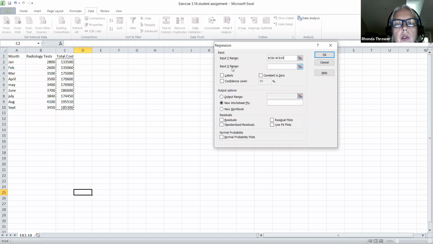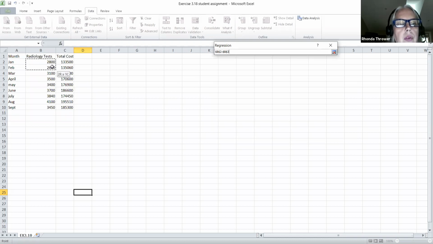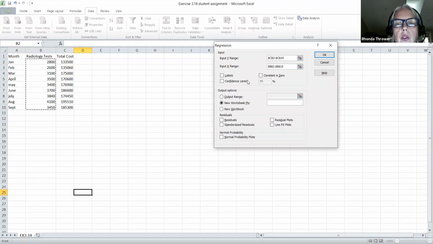And then I'm going to click on the next box, which is the X range, and I'm going to put in my radiology test for January through September. You just click on it, hold the mouse down, and drag it down to where you can see where it's copying it into this formula.